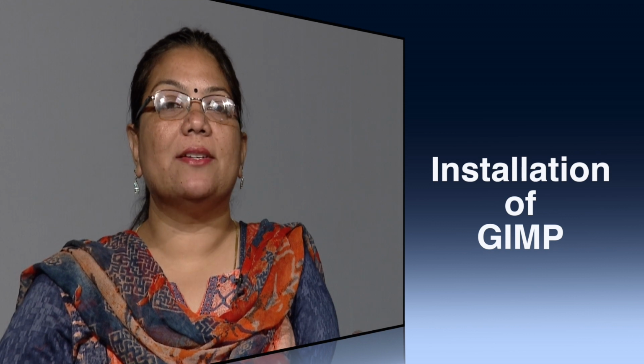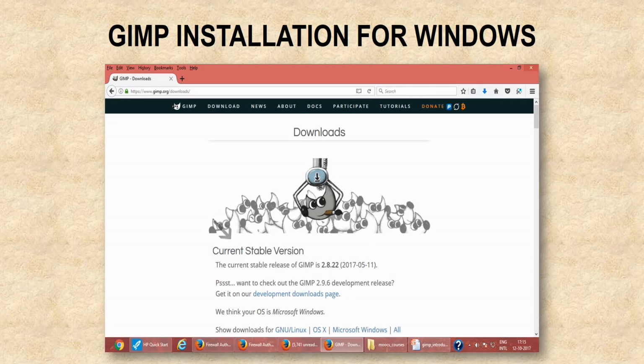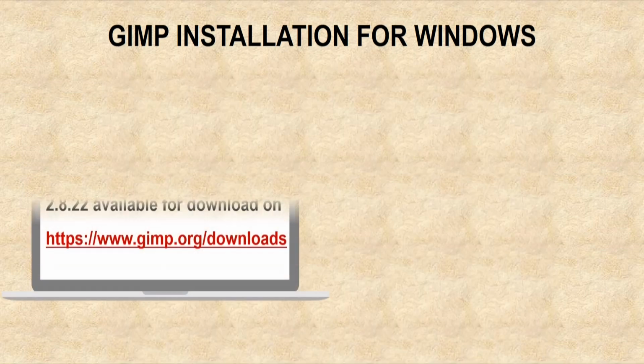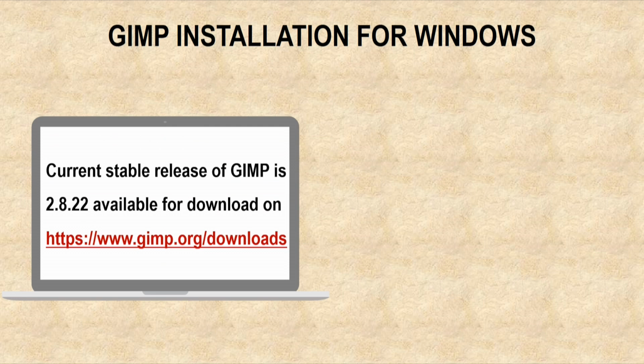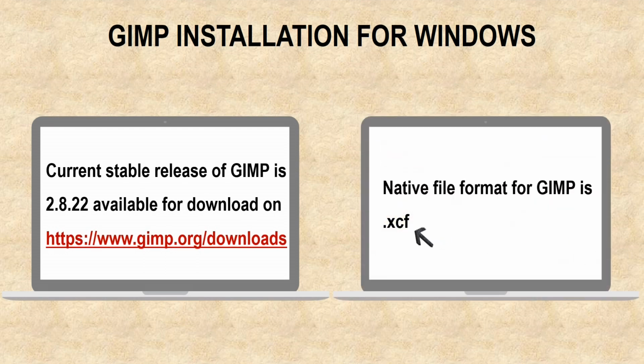GIMP installation can be done from the browser. It can be Mozilla or some other browser, and after opening the browser we need to type the address www.gimp.org. The current stable version of GIMP that is available is 2.8.22, but the learners can also make use of some other GIMP version if they want to, and it can be downloaded from the given web reference, that is www.gimp.org, and then we need to go to download tab, and the native file format for GIMP software is .xcf.